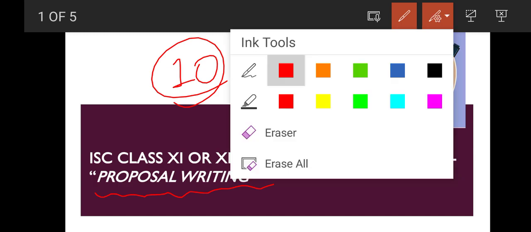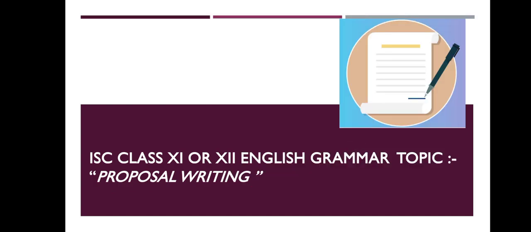I hope you have understood the meaning of proposal. It is a very straightforward meaning: to propose anything, to give anything. What you will give: any advice, any idea, any suggestion. So let's see what proposal writing is, how you will write it, and what is a good approach to writing a proposal.